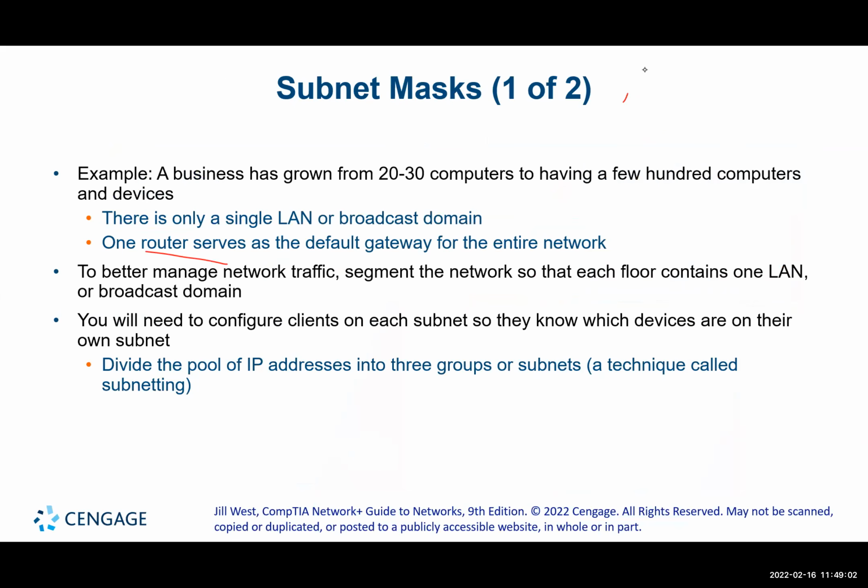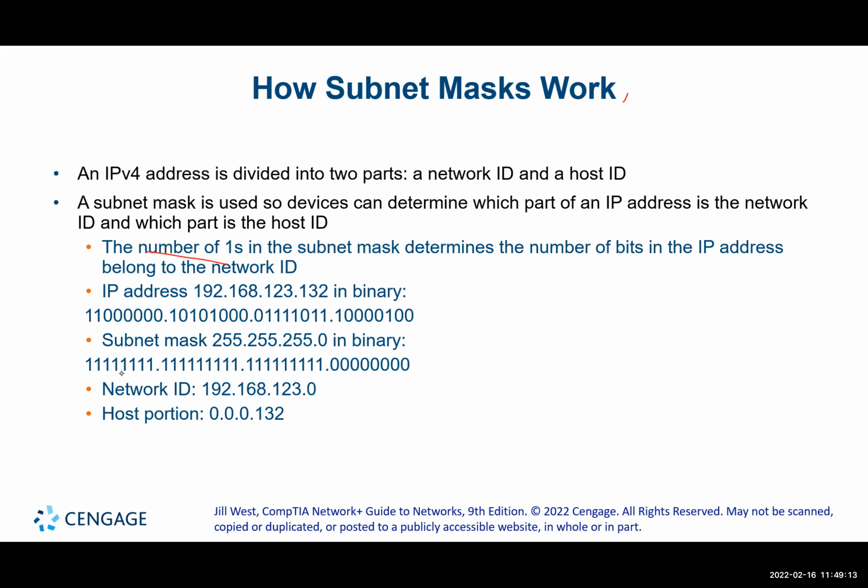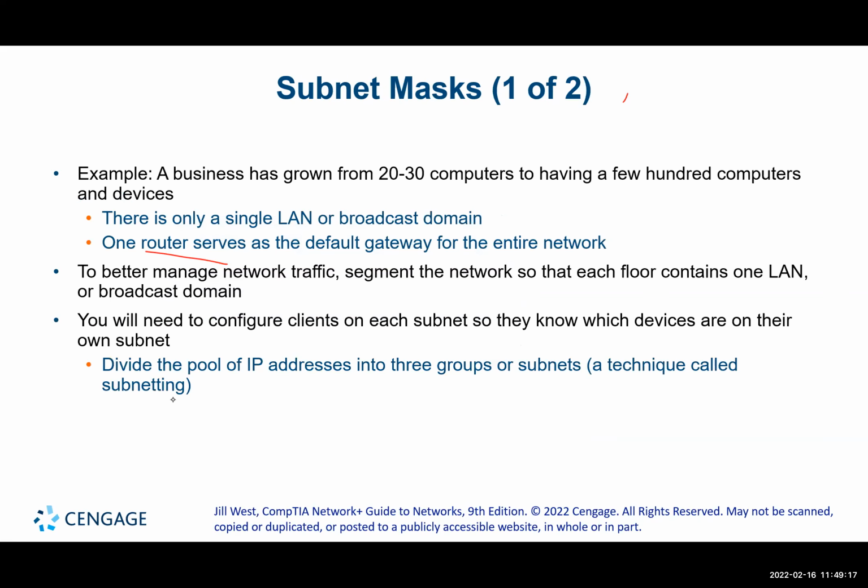Okay, so now we know something about the subnet mask, how the subnet mask works. Before you learn about the subnet mask, we have to understand the structure of IP version 4. This is the one we normally work with, IP version 4. So let me explain something about IP version 4.